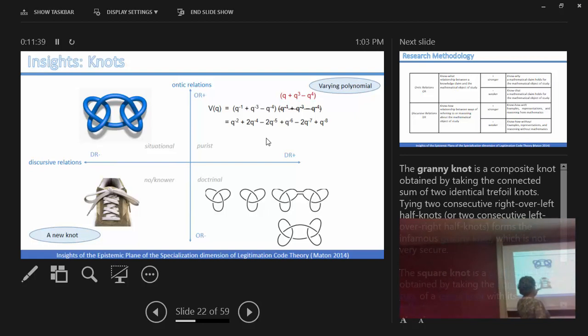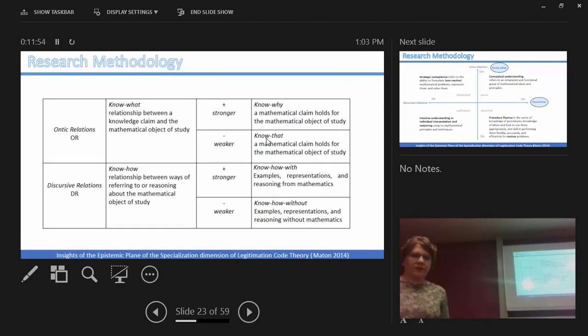Well, what I've shown is that you can start off with something intuitive and move towards the mathematics, then start asking questions in the maths and going backwards, to try and see what you come up with. So as my research methodology, we have the distinction here between knowing what and knowing how. There are stronger ways of knowing what, and there are weaker ways of knowing what. The stronger, we know why a mathematical claim holds for a particular mathematical object of study. The weaker, it means we just know that it is the case. We haven't got a clue why.